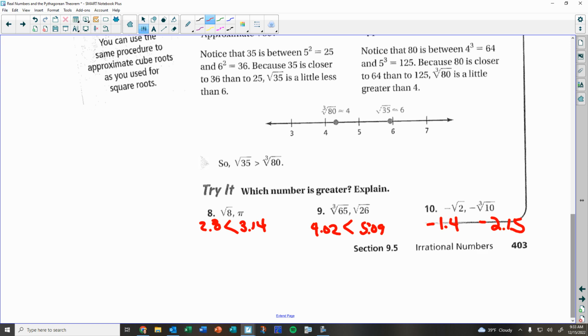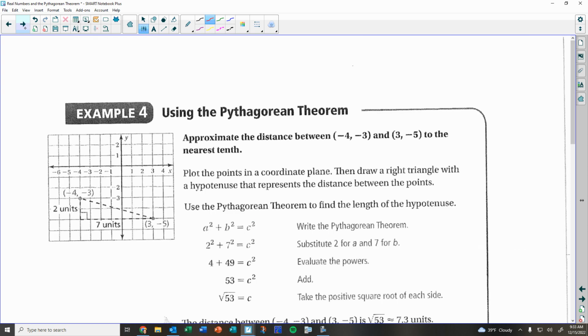Okay, which one's bigger? Why is the square root of negative... that's, well, yeah. The further away from 0 you get, the smaller the number. So that means this is bigger. Very good. All right. Last but not least, we're going to bring back, we've kind of done this already.